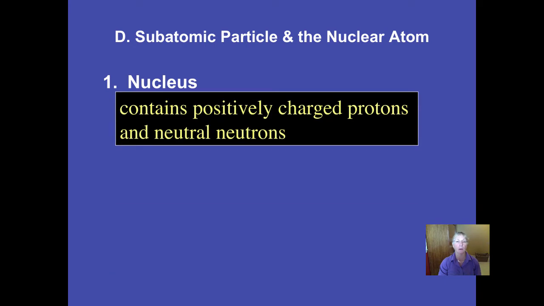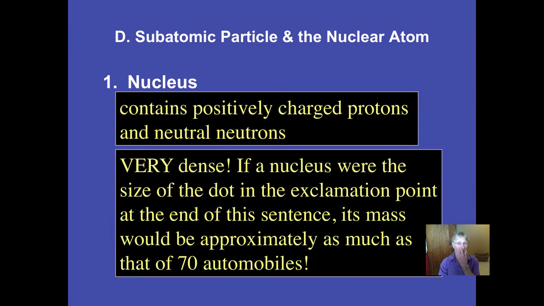So as you know, or as you will know, when you view the vodcasts about the history of the development of the atomic model, researchers found out that indeed the atom was dividable and actually contains a central nucleus that has 2 particles inside of it. Those are the positive protons and the neutral neutrons. It's very dense. If you made the nucleus as big as that tiny little dot there on the exclamation point, you would find it would weigh as much as 70 cars.